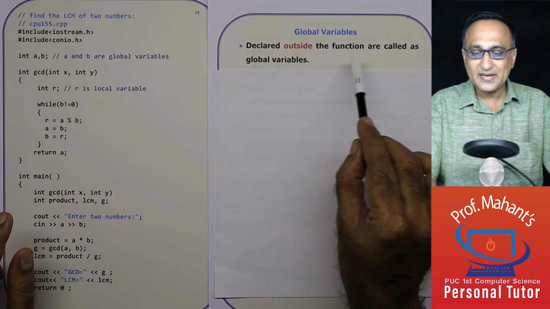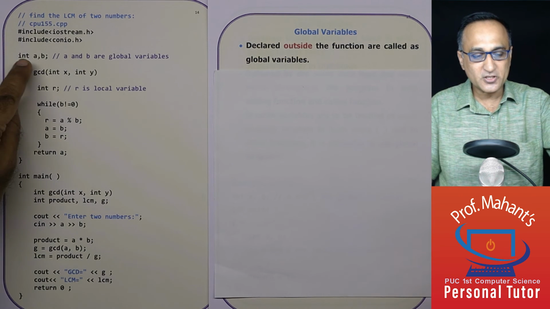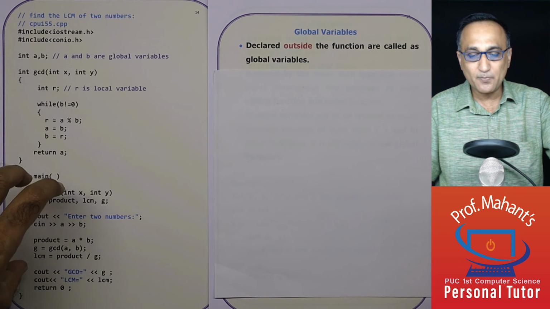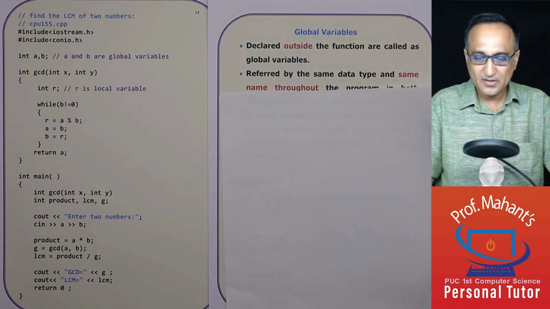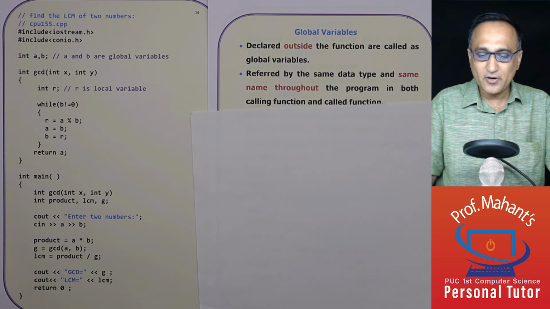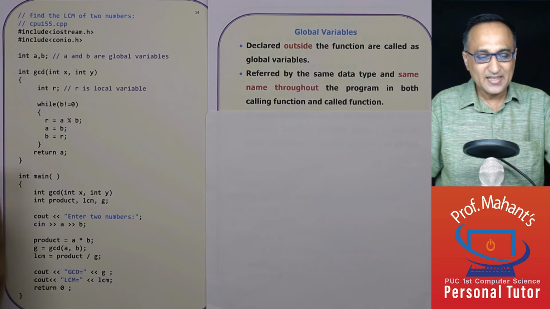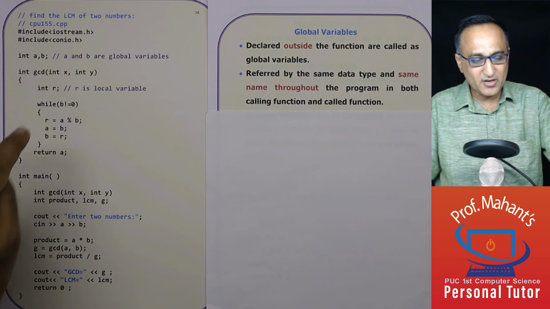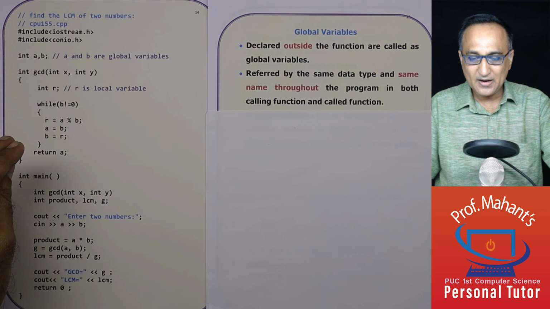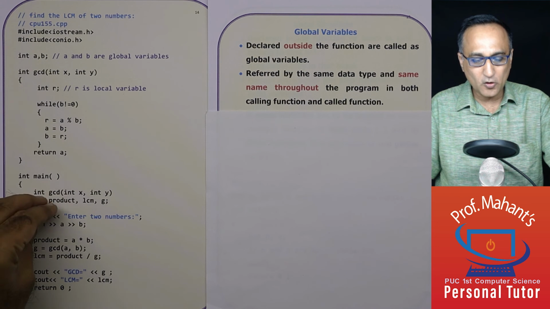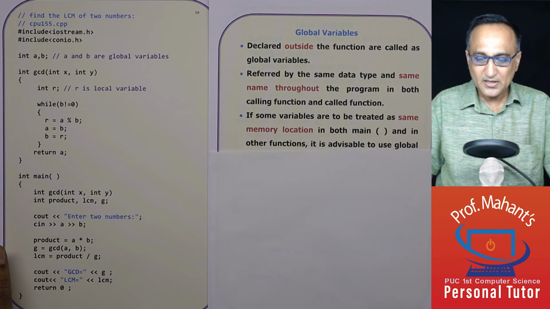Global variables are declared outside every function. That's why you see A and B are not within any block or any function. These are called global variables. Now, the advantage of global variables is they have the same name everywhere you use them. They have the same data type in both the calling and the called function.